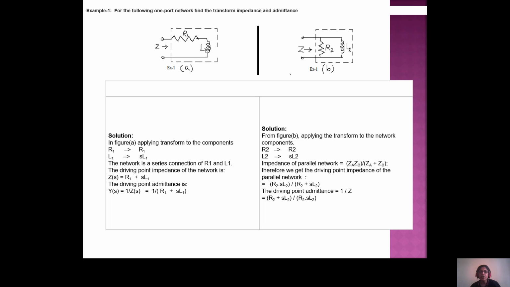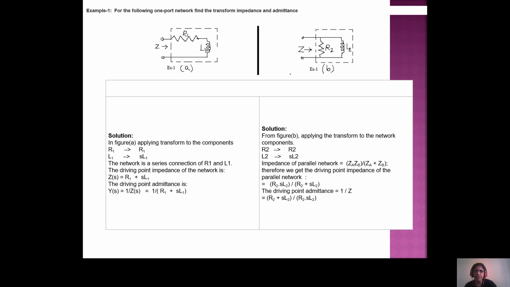When you write it in the form of admittance, they ask for impedance and admittance. Both are in series, but the resistor you simply write as the resistor, and the inductor you write in the form S into L1. So Z of S equal to R1 plus S into L1, and the driving point admittance is Y of S equal to 1 by Z of S, that is 1 by R1 plus SL1.